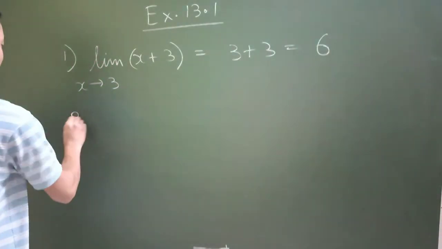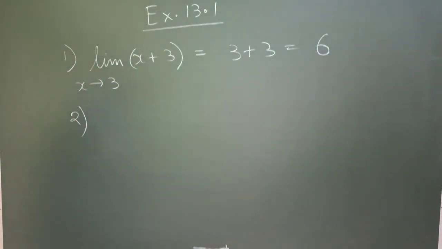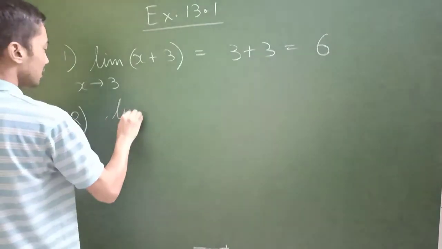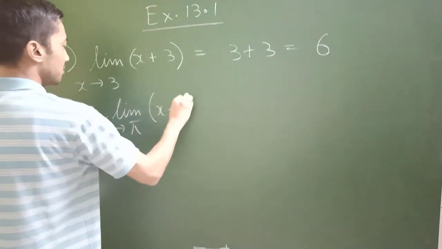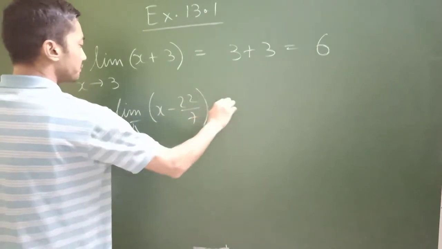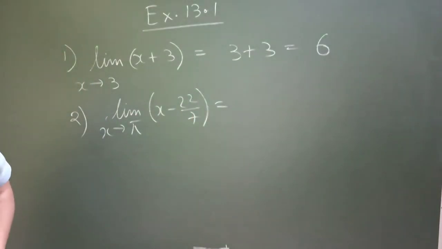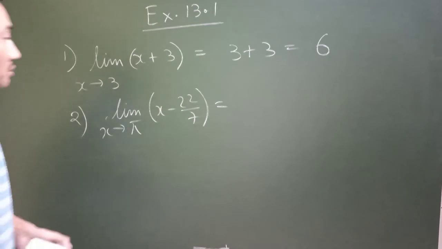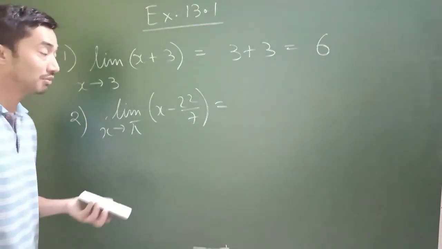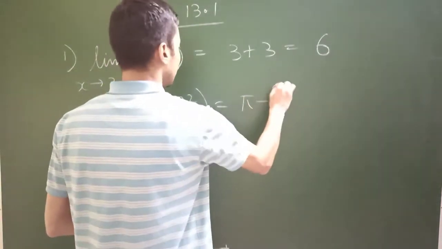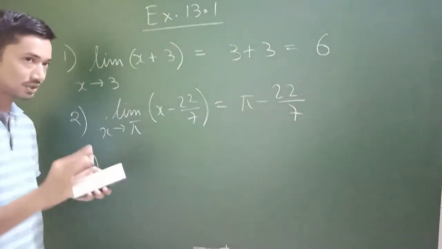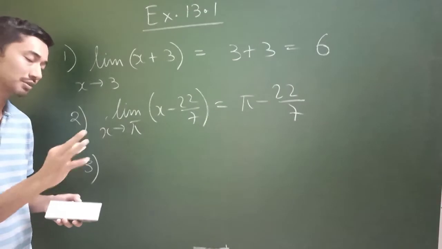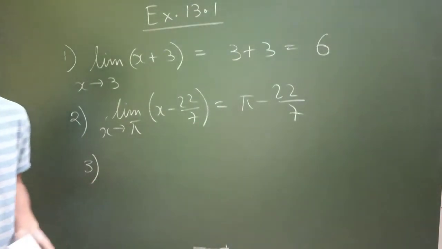That's a simple question. Similarly, the next question: the limiting value of x minus 22 by 7 as x tends to pi. Here also I'm not getting 0 by 0. These are simple things. Your only question is, am I getting 0 by 0? If not, substitute it, not a big problem there.